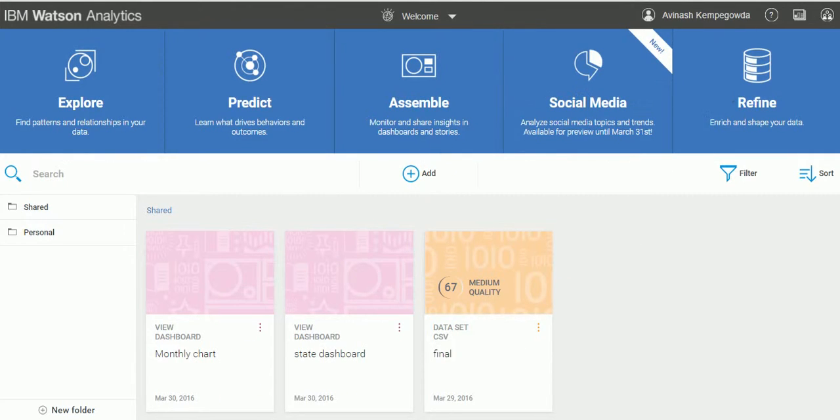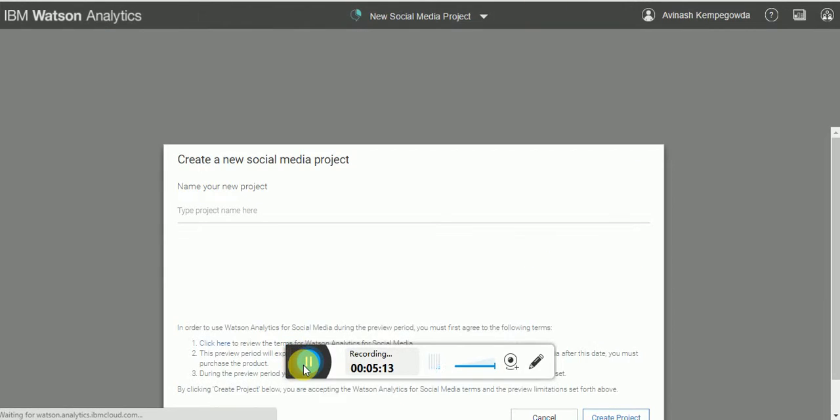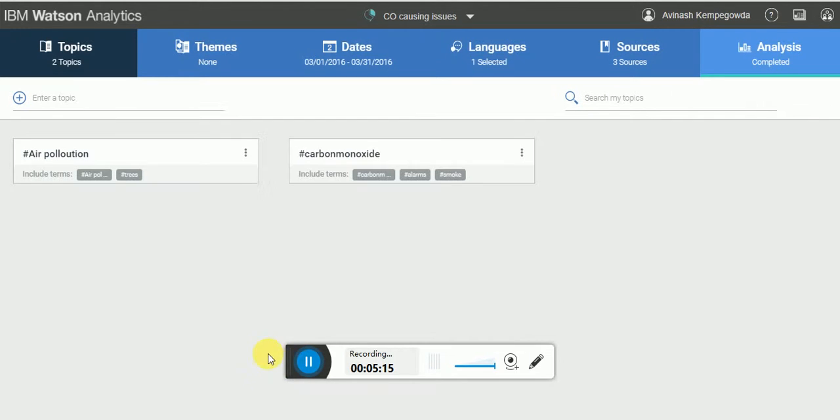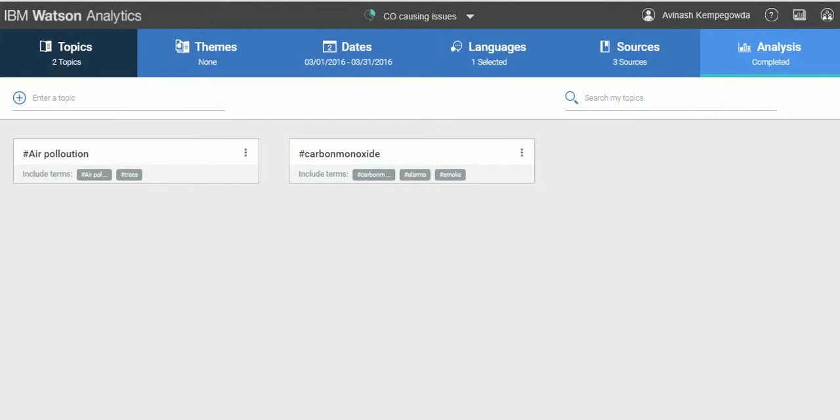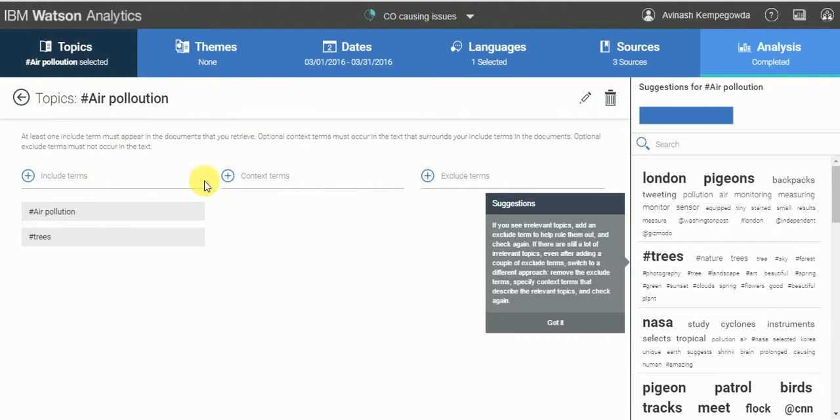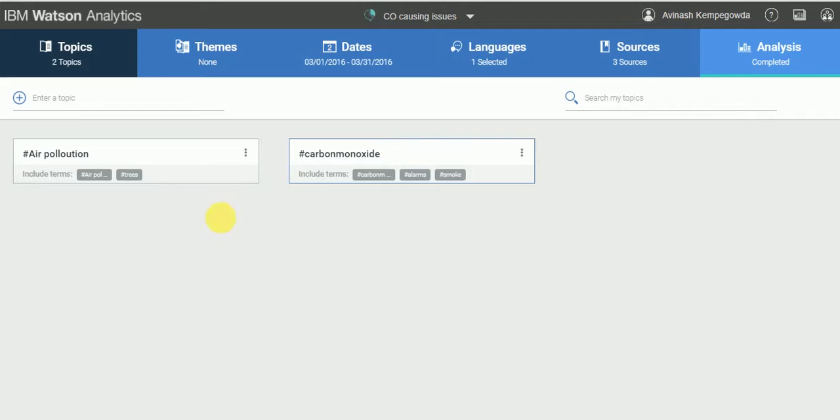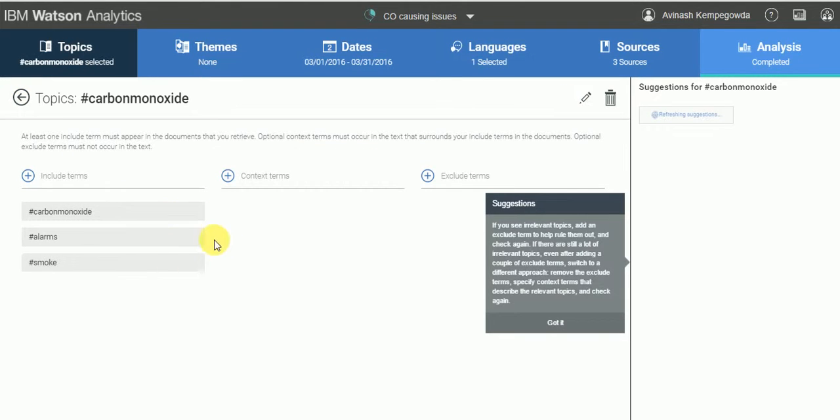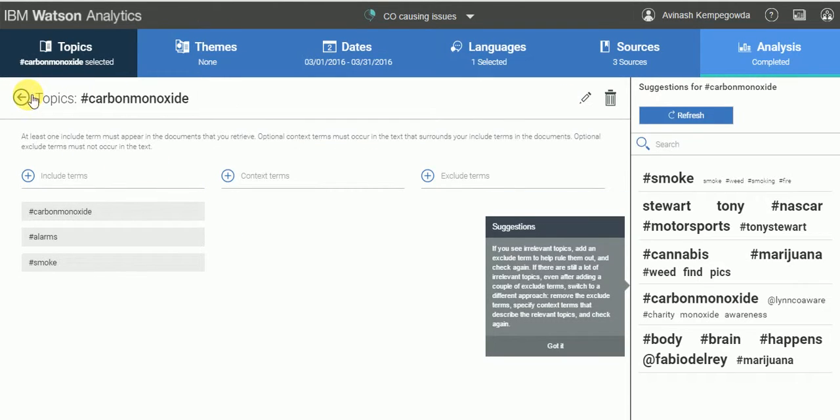Moving on to the social media, we can create the social media as a new project here. I have already created a file here, of air pollution and carbon monoxide, and we can also create a theme if we want. Among the one topic, air pollution, we have air pollution and trees, which are the included terms. And for the next topic, we have carbon monoxide, alarms and smoke, which are the included terms.